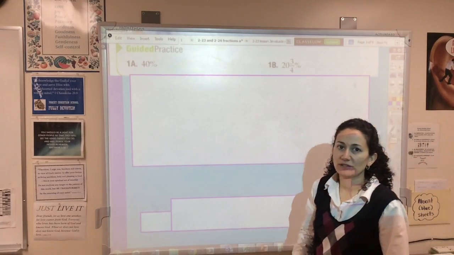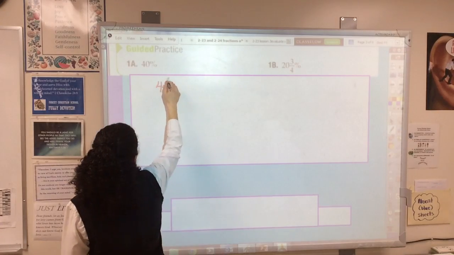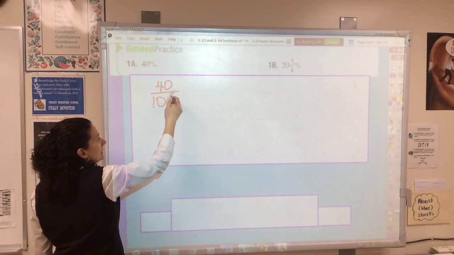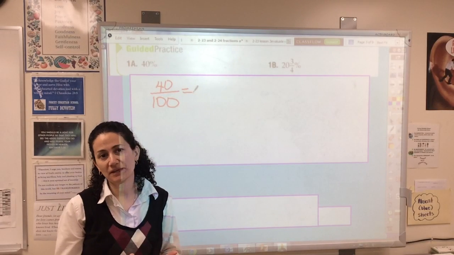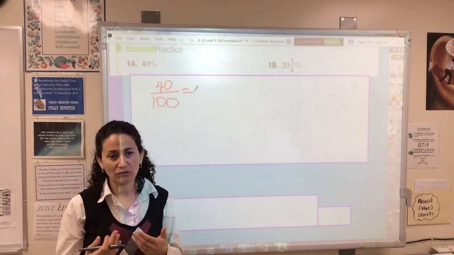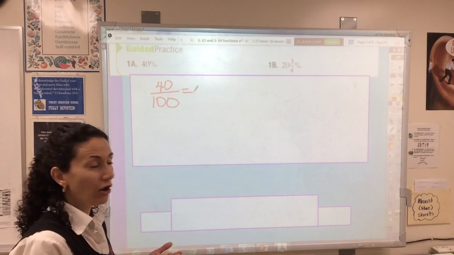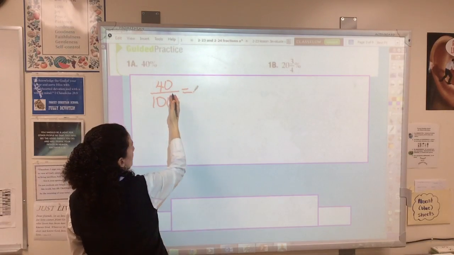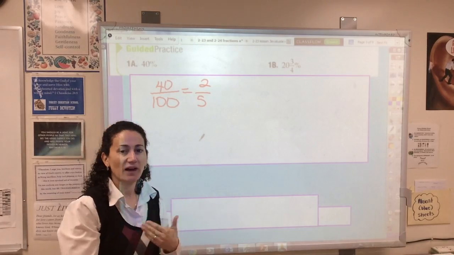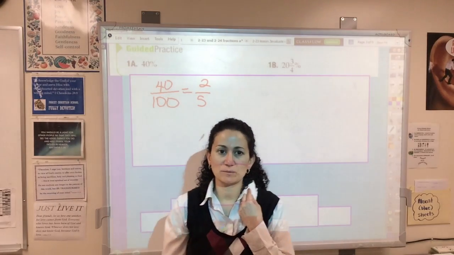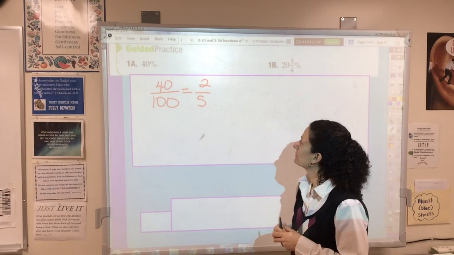Okay, let's take a look at what you got. 40% means 40 out of 100. Hopefully you divided by 20. If you divided by something else, that's still a right way to do the problem. Hopefully you got to the right answer, which is if you divide by 20, you get 2/5. Sometimes you might have to divide and divide and divide a few times before you get the simplest form.